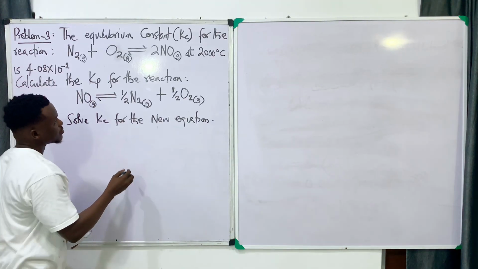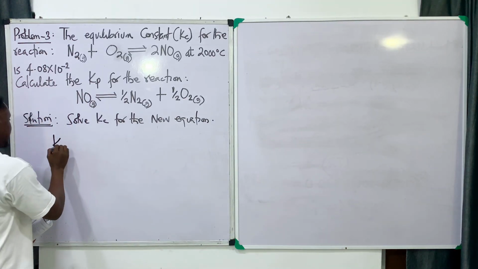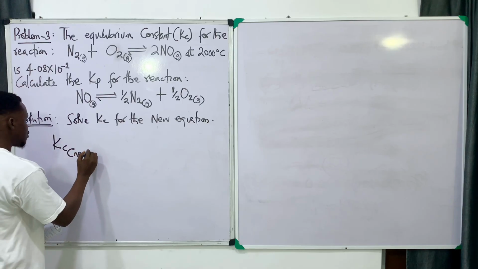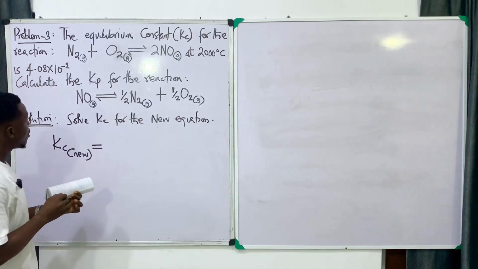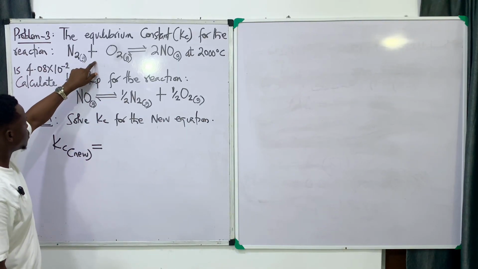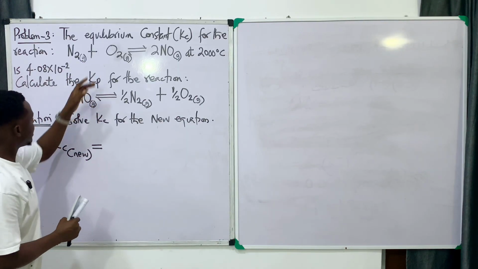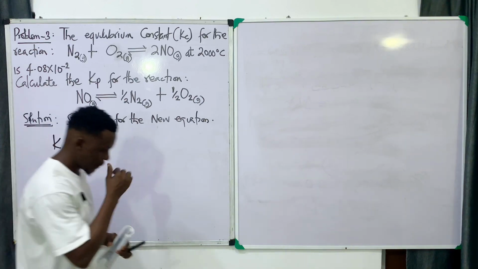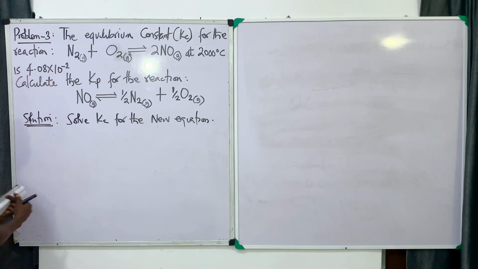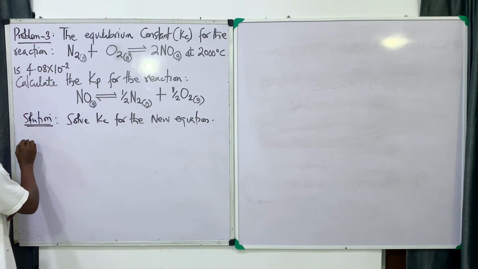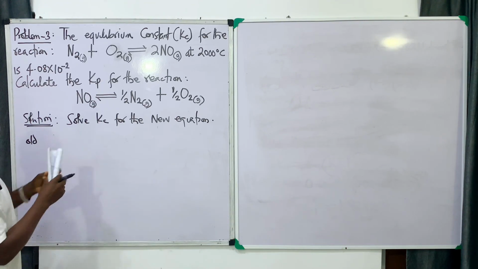So let's say Kc of the new equation will be equal to, class, what can be done to this equation now? Okay, let's write out the original equation. So let's say old equation. Now let's call this equation original.